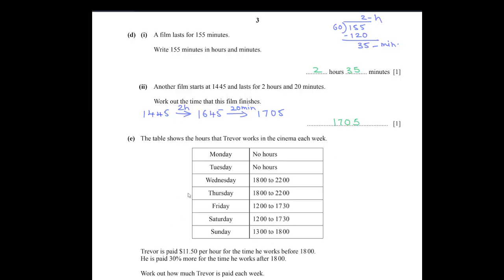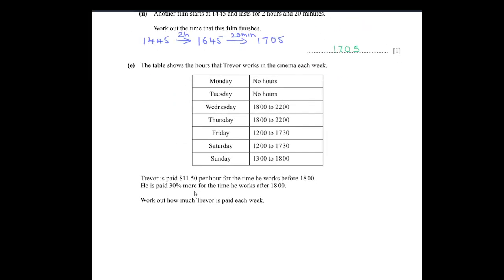Question number E. The table shows the hours that Trevor works in the cinema each week. So he is working Monday, Tuesday, so on, and the working hours are given. On Monday and Tuesday he is not working. On Wednesday he is working 18 to 22, then 18 to 22, 12 to 17:30, 12 to 17:30, 13 to 18.